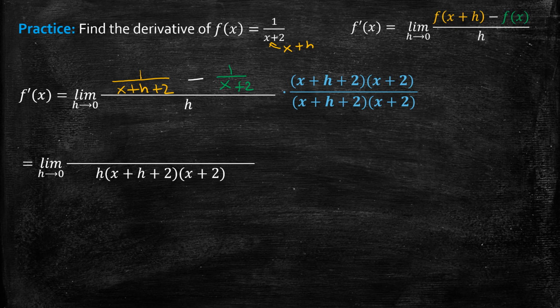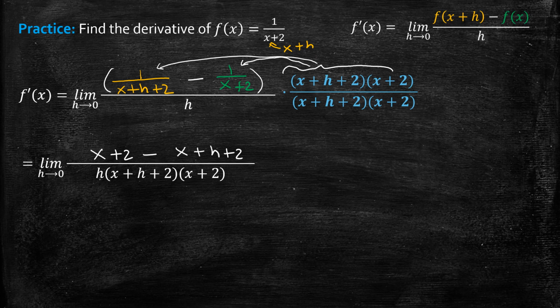And on the numerator, if you think about this carefully, if you take this whole expression and multiply it to the first term, the x plus h plus 2 will cancel out, and you'll be left with just x plus 2. And don't forget the minus. And if you distribute it now to the second term, the x plus 2 factors will cancel out, and you'll be left with x plus h plus 2. But don't forget to put parentheses there, just to be careful.